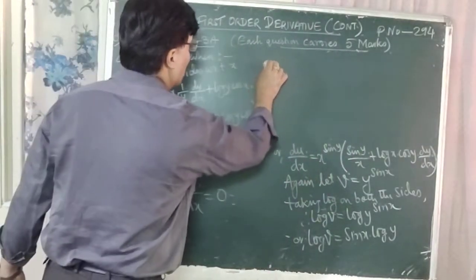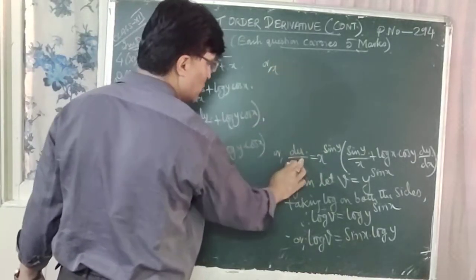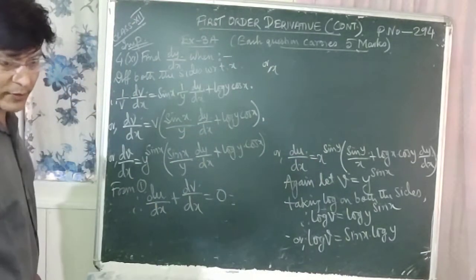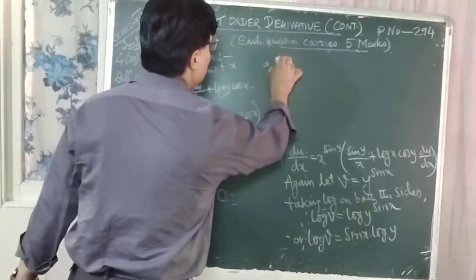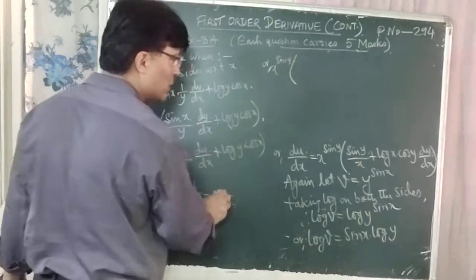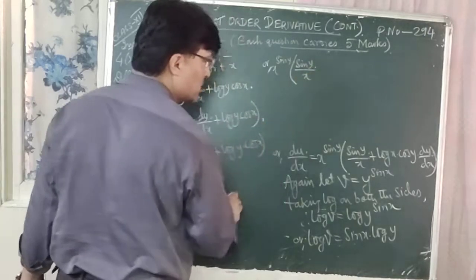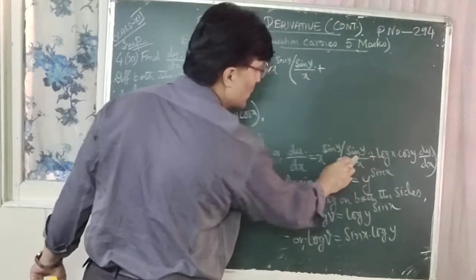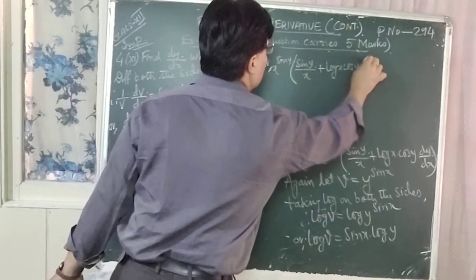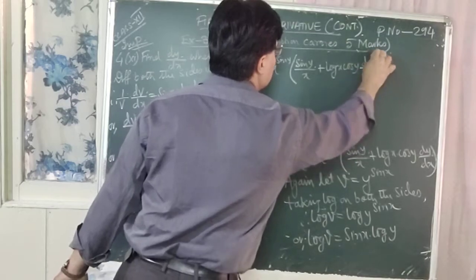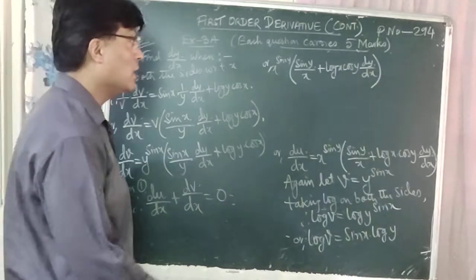What was the value for du by dx? It is x to the power sin y, and within bracket, what do we have? Sin y upon x plus log x cos y into dy by dx. Bracket closed. That is the value for du by dx.